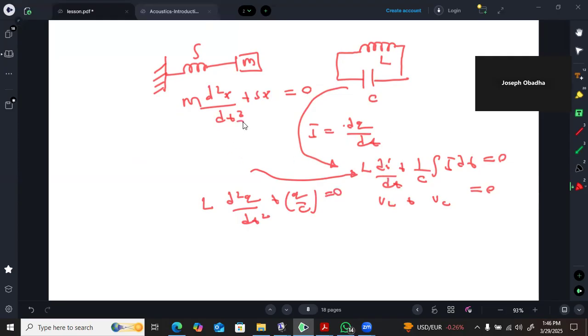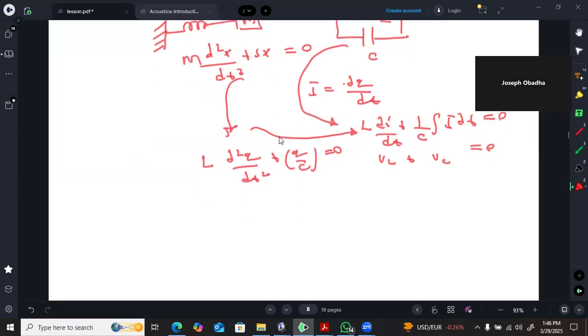So if we compare these two equations, we are able to see that the following analogies apply. You have your mass, m, and you can see it corresponds to L, or the inductor L. So the same way the inductors affect an electrical circuit, mass will be affecting the mechanical circuit in the same way.